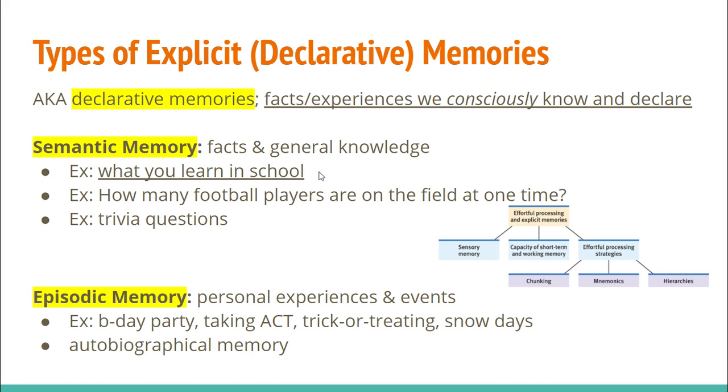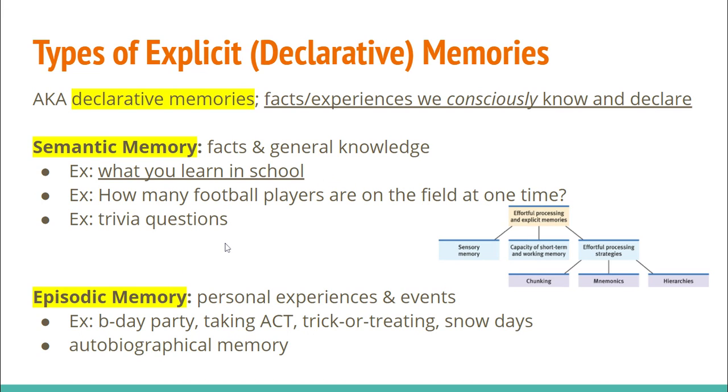Anything that you learn in school. Right now, learning the difference between semantic and episodic memory is creating a semantic memory, right? It's creating these factual events and memories. Memories are not just experiences that we have. Remembering how many football players are on the field at a time, you know that's 11. Trivia questions, anything that you know like this.